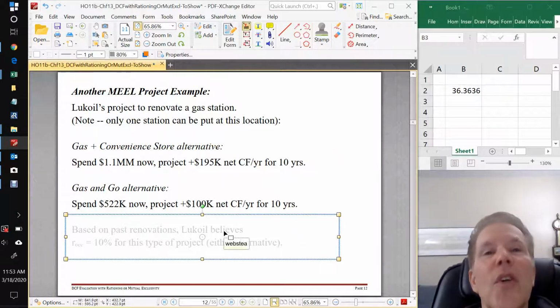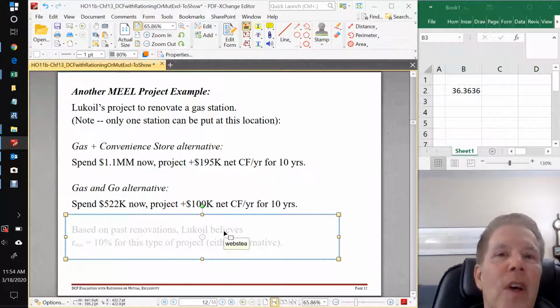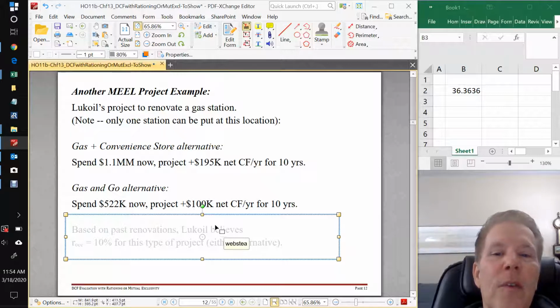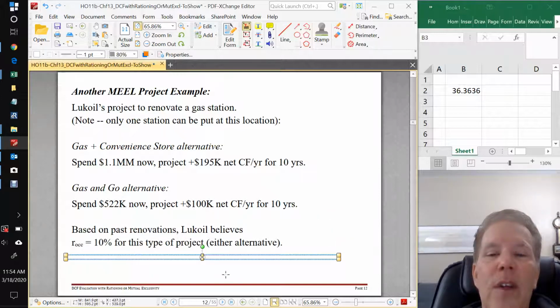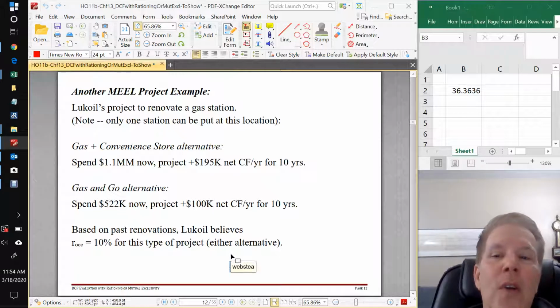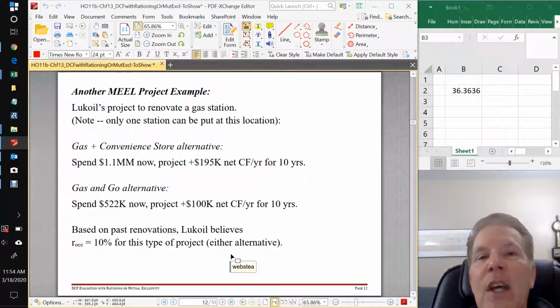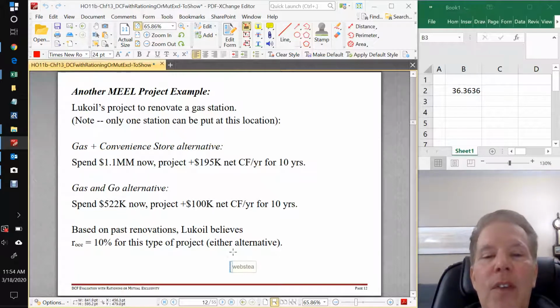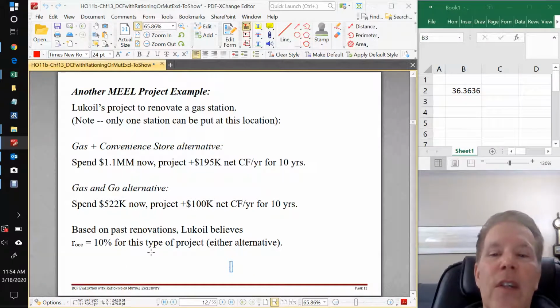Okay, so Lukoil's been doing this kind of thing in this country for quite some time. They've been operating in this country for about 40 years, so they have about 30 years worth of good data on gas station renovations. Based on that, they can develop their own internal opportunity cost of capital for this type of project, which they've done, and they say that they believe it's about 10%.